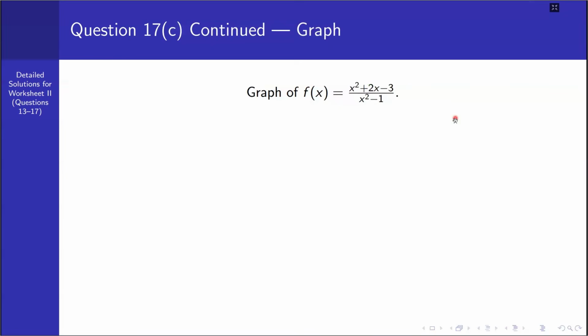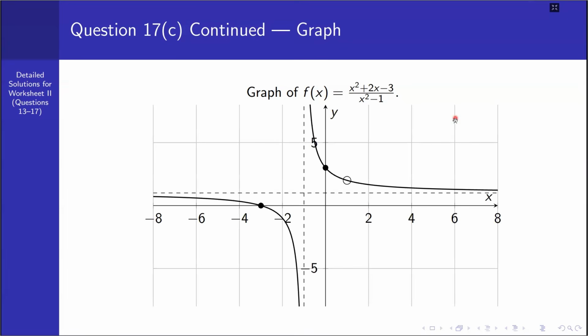Then the graph will be this one. This is the vertical asymptote. This is the y-intercept. Here is the x-intercept, which is (-3, 0), and this one is (0, 3), and this one is y equal to 1, the horizontal asymptote. So totally, the graph of this rational function, which is x squared plus 2x minus 3 over x squared minus 1, will look like this.